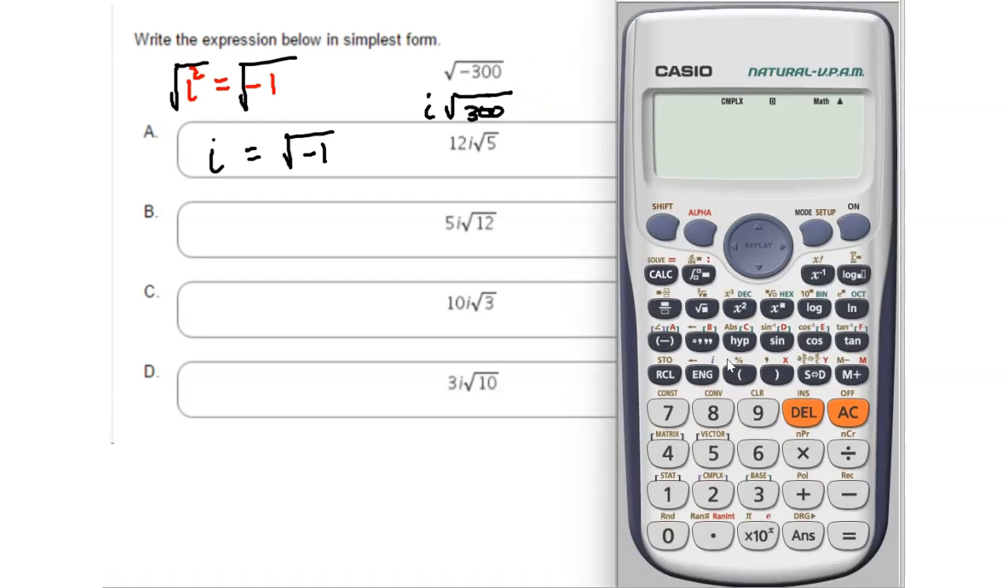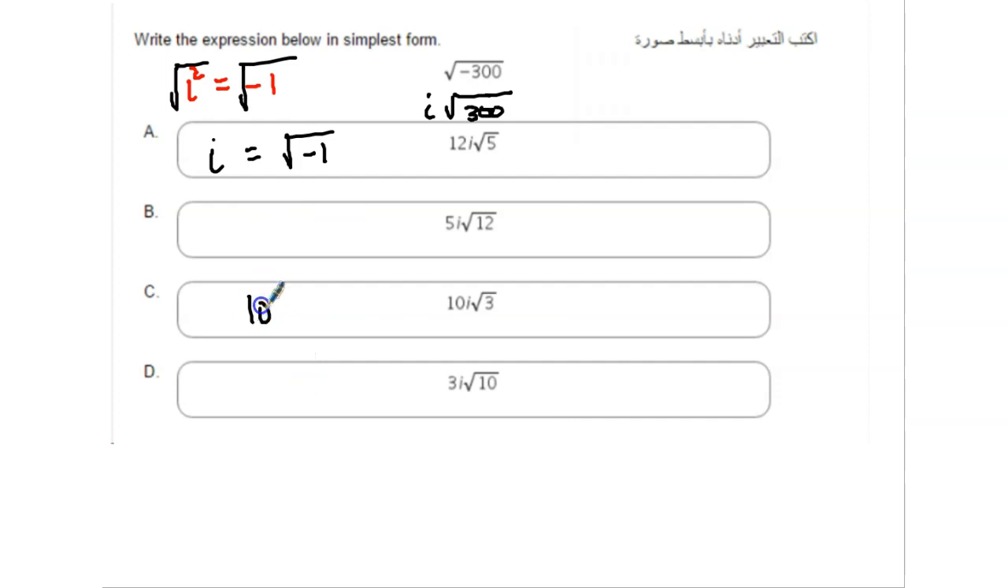So let's try the first one. Square root of negative 300. Okay, so the calculator gave us the answer right away. I thought we were going to run into trouble, but it gave us the answer. All you have to know is that this i is not part of the square root, so you can move it here to become this one, which is 10i root of 3.